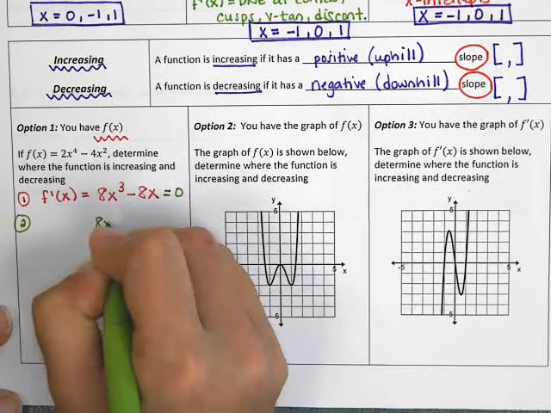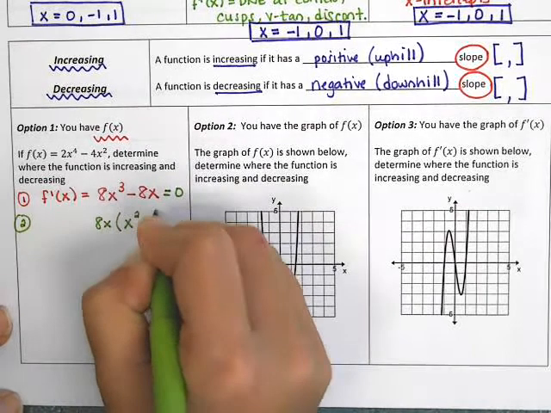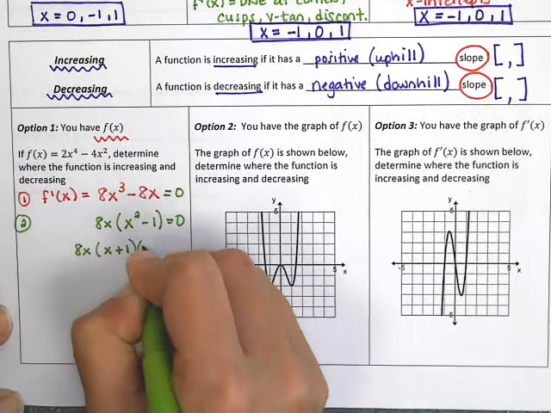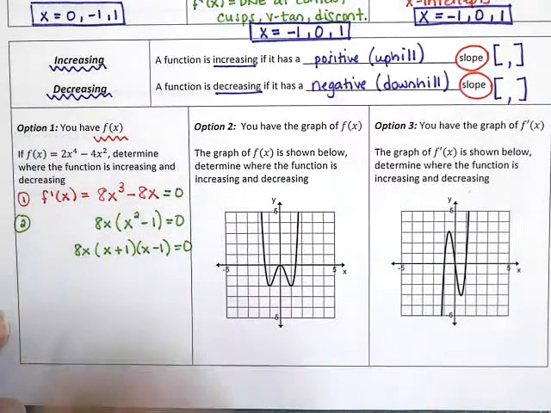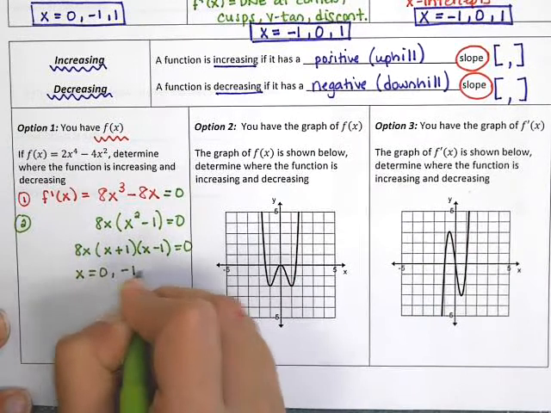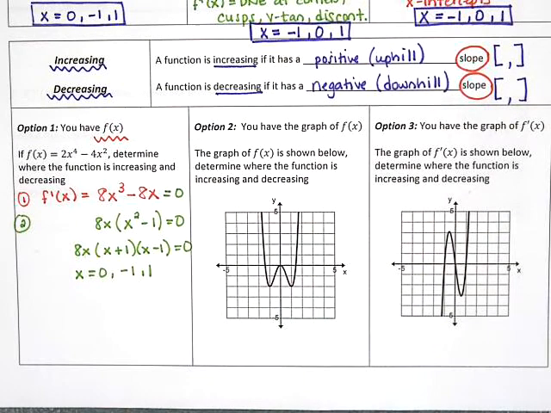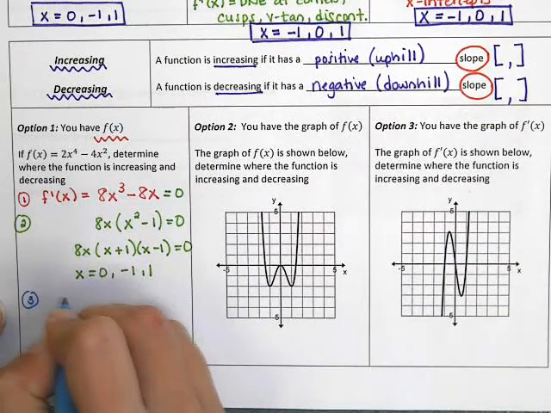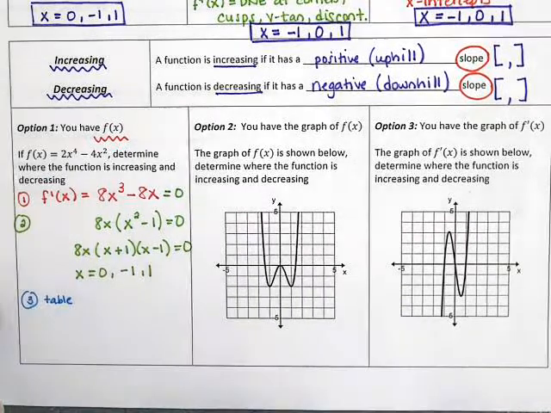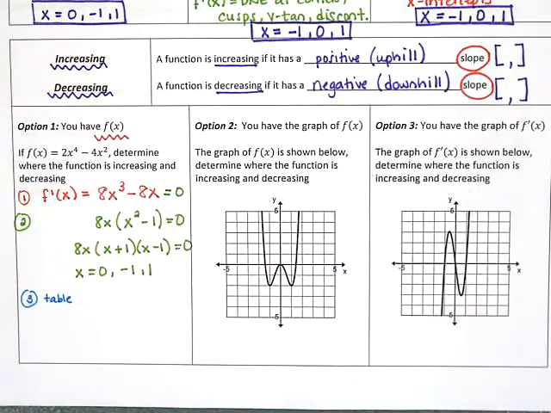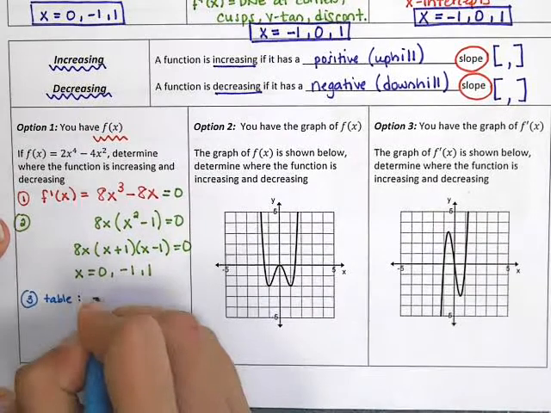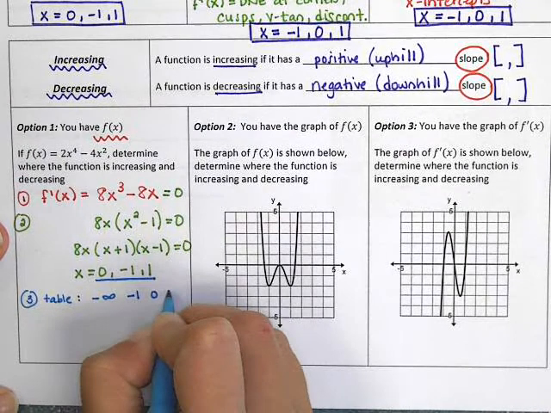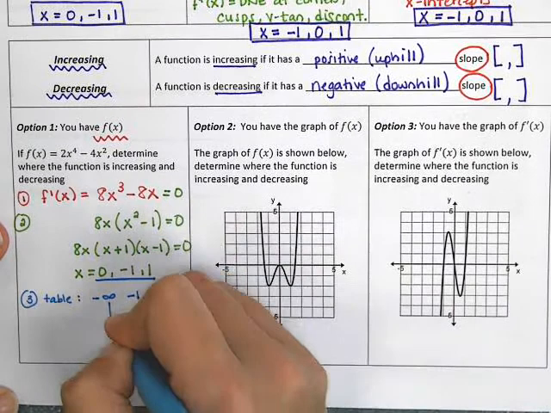So we would factor out the 8x again, and we would get x squared minus 1. We would continue to factor, so I would have 8x, and then x plus 1, and then x minus 1. And then we would get x equals 0, -1, and 1. Now that we know where the derivative is 0, the third thing we're going to do is make a table. Because it doesn't say here that this function has a specific domain, we're going to start the table at -infinity, and then we're going to put in these values in order. So -1, 0, and 1, and then the end would be positive infinity.